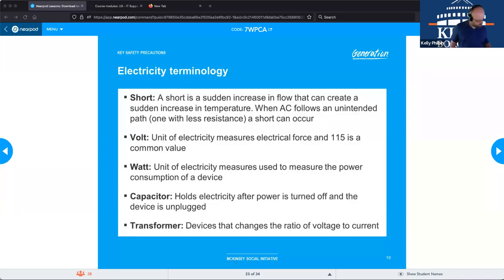Also kind of cool, robots that can change into vehicles, but it's another conversation. So just some basic terms to kind of get into as we move in.